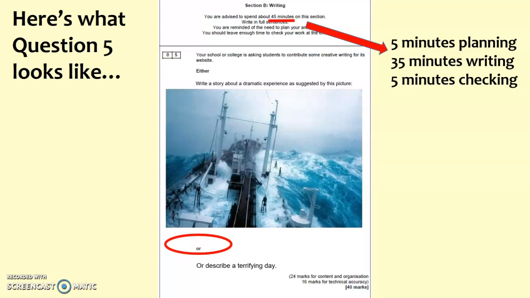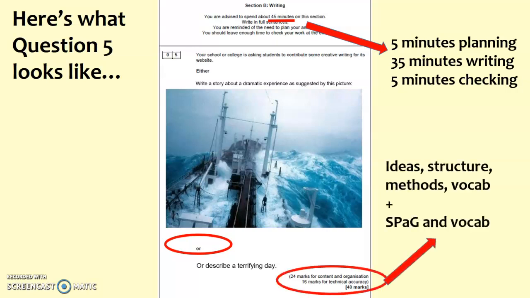And if I can draw your attention down to the bottom right, you're given 24 marks for content and organisation, 16 for technical accuracy. If I simplify that down, that's 24 marks maybe for the ideas in your piece, how you've structured it and put it together, some of the methods that you've managed to include, and also your vocabulary. And the second mark out of 16 is essentially, you could call that spelling, punctuation and grammar, which is your SPAG, almost the accuracy of the piece, but also marks are given over for vocabulary there as well. So vocabulary is important. At some point I do intend to do a video where I explore vocabulary.